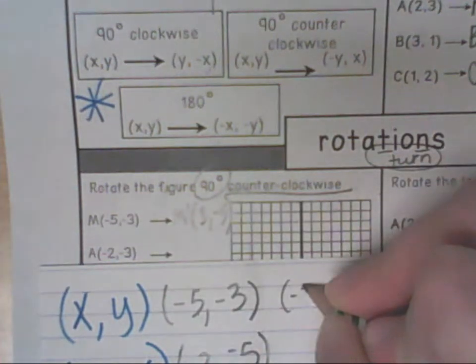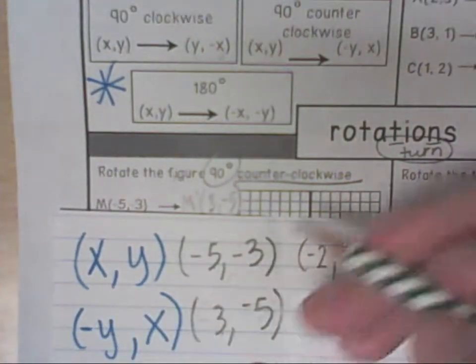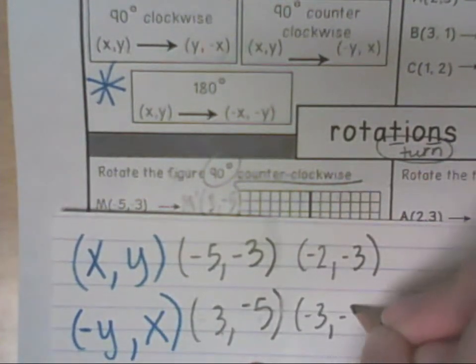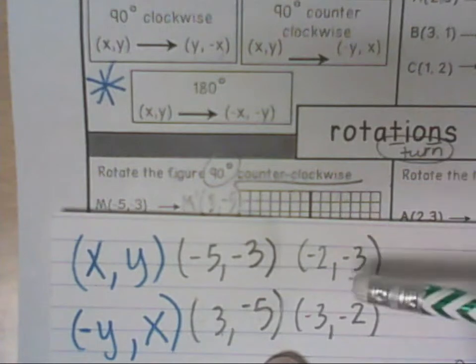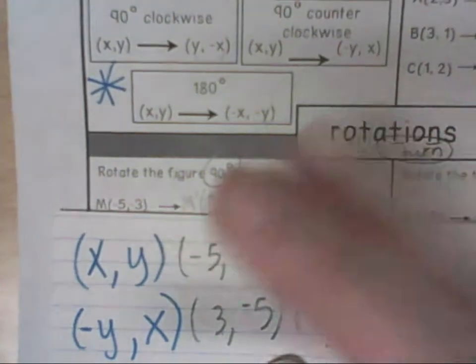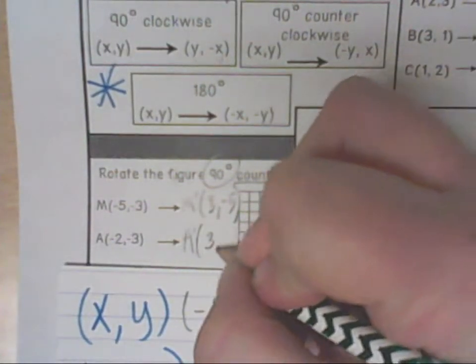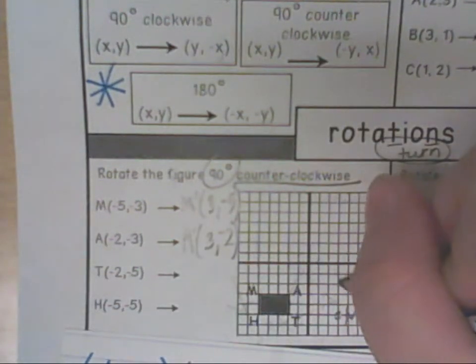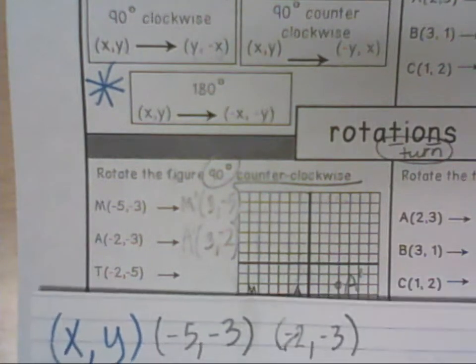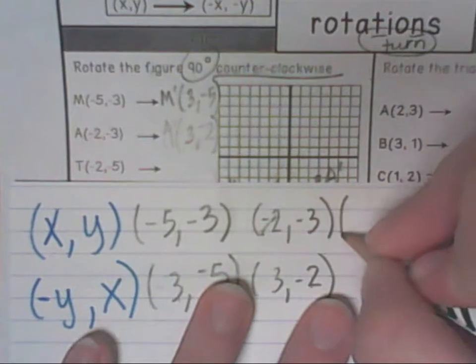Let's try the next one. Our original ordered pair says -2, -3. So our rule says that we need to flip our number order, and we need to do the opposite. So the opposite of -3, you got it. It's +3. So A prime is +3, -2. I'm going to go ahead and plot that point and label it A prime because it's been rotated. Go ahead and try T. Try T on your own, and I'm going to show you the answer to see if you've done it correctly.